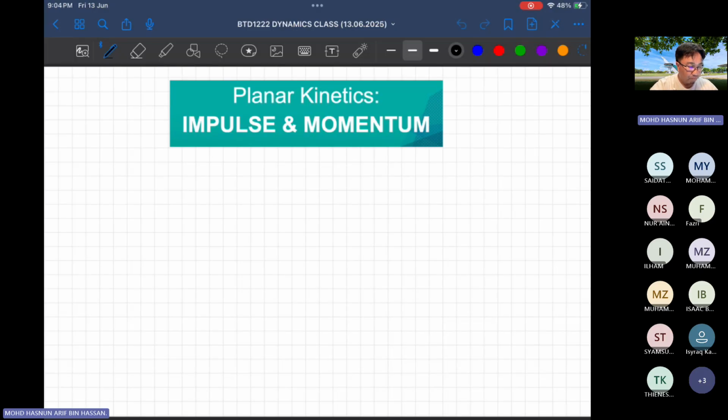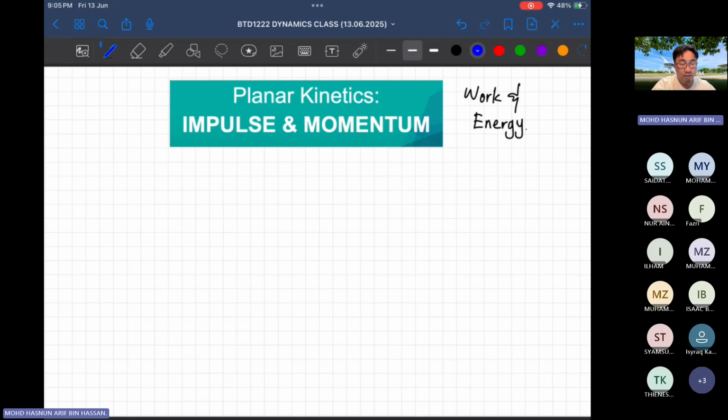Okay. So this will be the last subtopic for chapter 4 and for the whole course of dynamics. So now we are in the subtopic impulse and momentum, right? Similar to the previous subtopic, where we talked about work and energy, work means one definition and energy has another definition. So same goes for impulse and momentum.